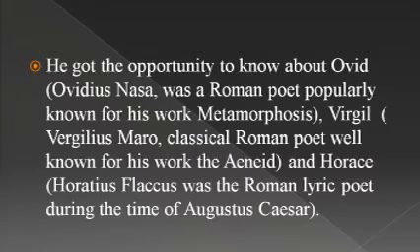Ovid, his full name is Publius Ovidius Naso. He was a Roman poet, popularly known for his work Metamorphoses. Virgil, Publius Virgilius Maro. He was a classical Roman poet well known for his work The Aeneid. Horace, Quintus Horatius Flaccus, was the Roman lyric poet during the time of Augustus Caesar. Shakespeare got the opportunity to know about Ovid, Virgil, and Horace. He started to read the books of these three Roman poets.